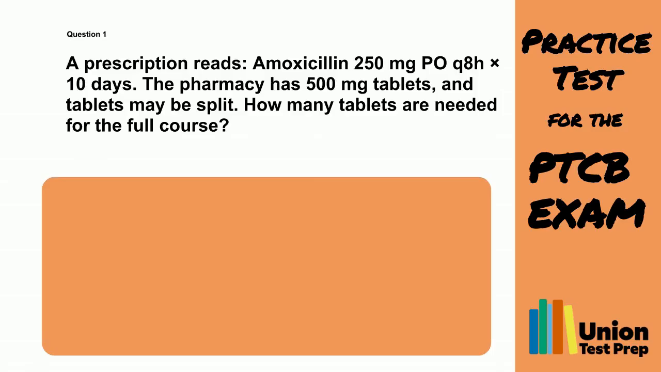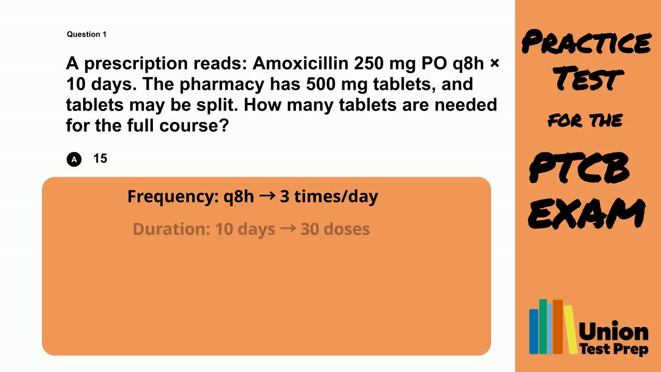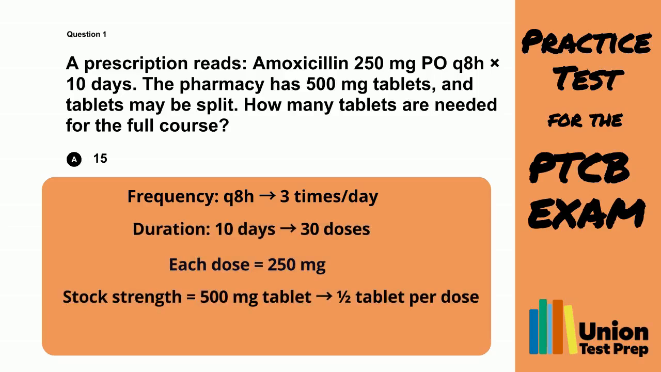The correct answer is A. 15. The medication is taken 3 times per day for 10 days, which equals 30 total doses. Each dose requires 250 milligrams. Since the stock is 500 milligram tablets, each dose will be 1/2 of a tablet. Multiplying 30 doses by 1/2 tablet each gives a total of 15 tablets needed for the full course.